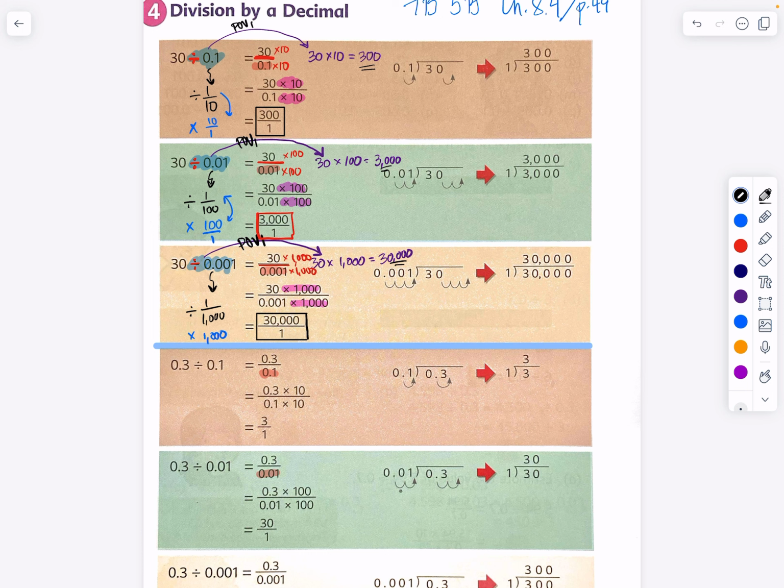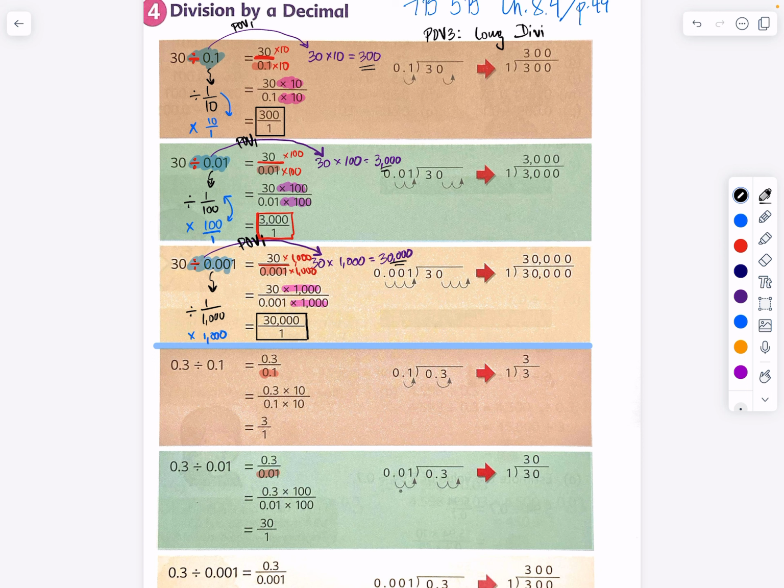So notice our answers, of course, match up. We just use different points of view. Now, let's translate this into vertical division, not vertical, long division. So here's point of view number 3, right? POV or method 3. Use long division.